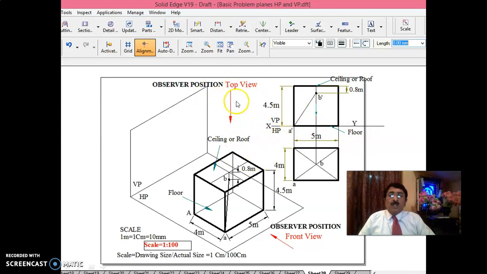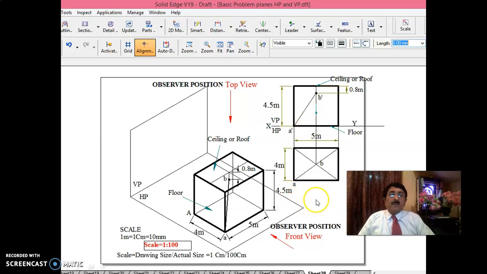When you are looking from the top, you can see this top surface roof. That means this is anyway 5 parallel to VP, that is this is 5. This is perpendicular to VP, this is 4. That's what I have written, 5 meter by 4 meter. This is the thing, that is the front of the room, top of the room.